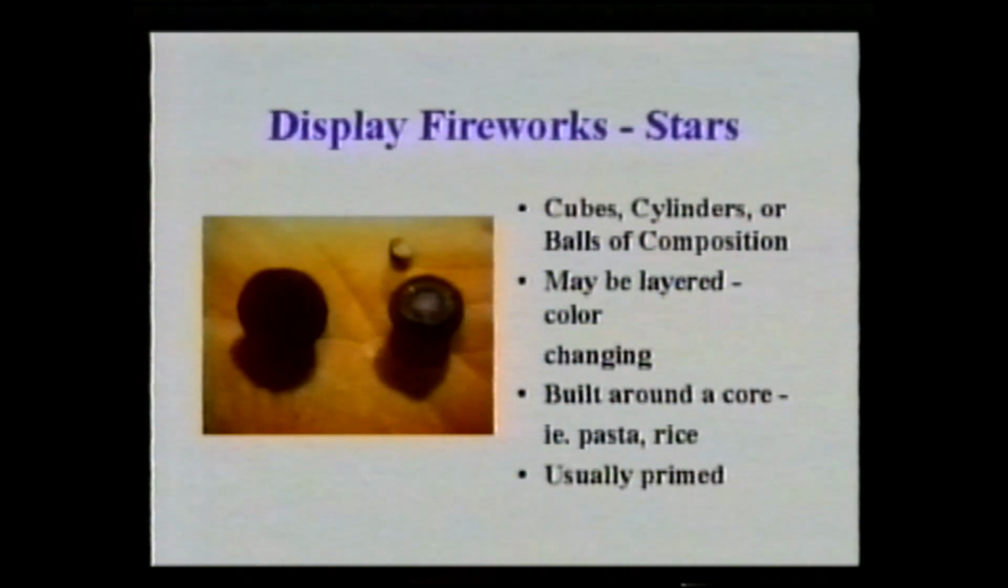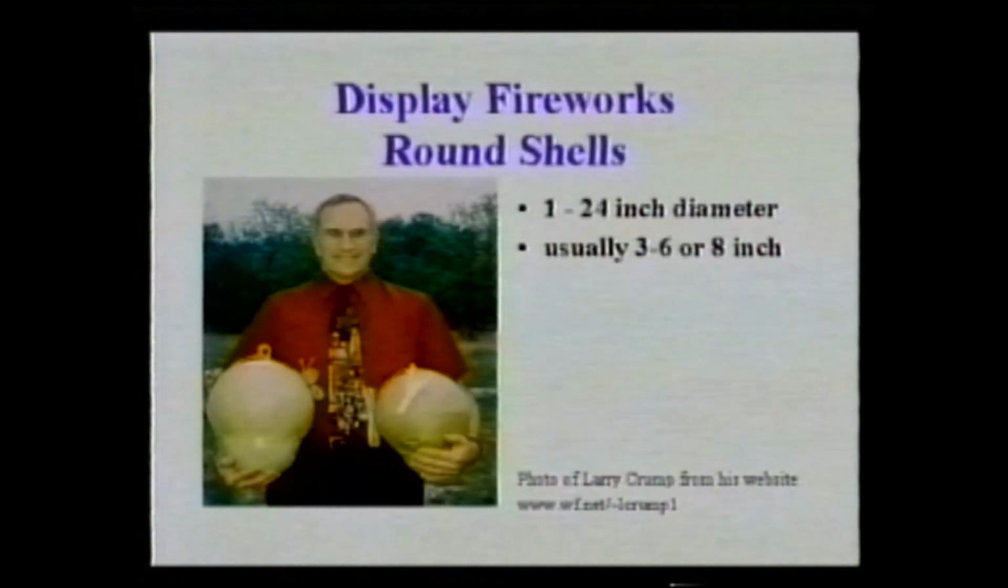The stars can be either cubes, cylinders, or balls of composition. They may be layered. This would result in color changes. They are usually built around a core, something like pasta or rice, and they're usually primed, which means they are coated with a very fast-burning material to make sure all the stars are lit.